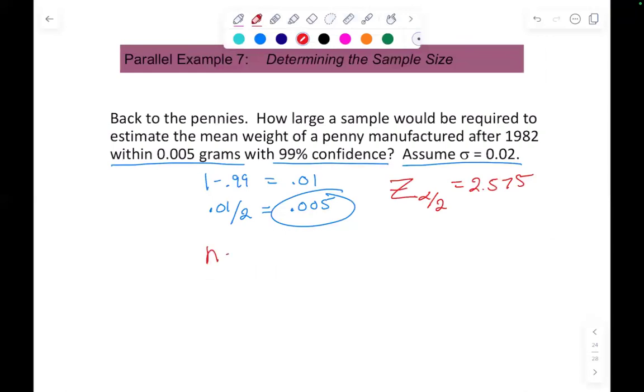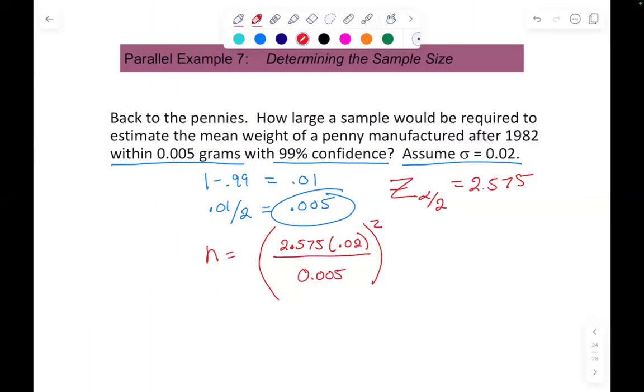So my N is going to equal 2.575 times 0.02, over my margin of error, 0.005, then square it. If you're good with your calculator, put it all in at once. Be careful with parentheses. Something's off here, I think. Did they get the number I did? Yeah, they did. Okay. Sorry.